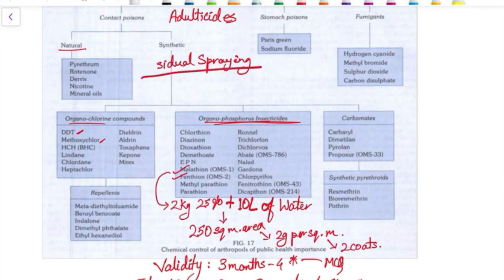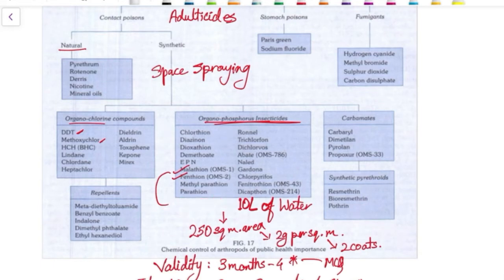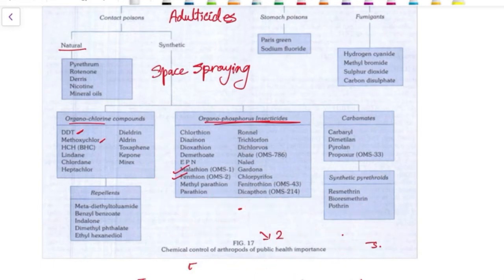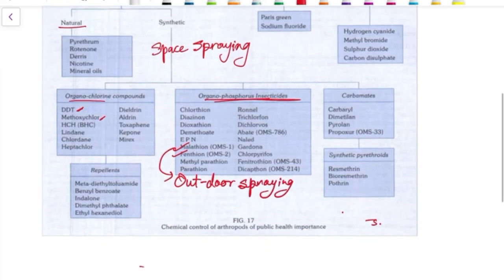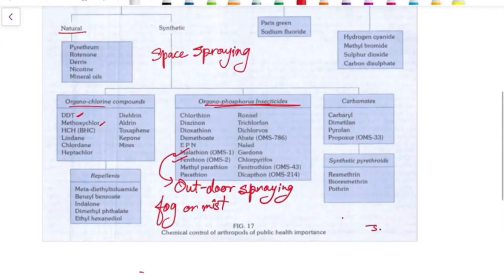Now we will come to space spraying. In space spraying, the same malathion we can use with fitted equipment. We can see that malathion outdoor spraying is done in the form of insecticide. Insecticide malathion is sprayed in the form of fog or mist, and it is done by the ultra low volume thermal fogging method.